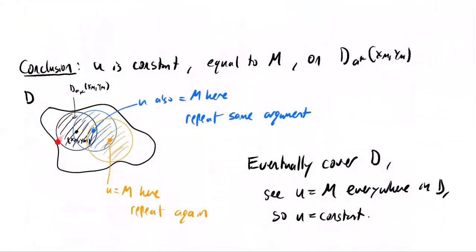But once we have that, we can choose another point, say on the edge of the disk, and take another disk centered at that point and keep repeating the argument. So we took this point here, and if I repeat the argument, u has to be identically equal to m at every point here. Then I can take another point here, and I get a new disk, u has to be equal to m at every point here, and you keep repeating this until you cover the whole domain and see that u has to be constant.